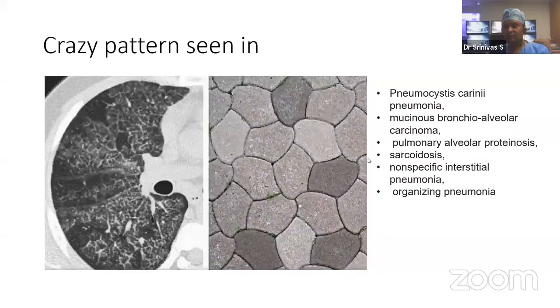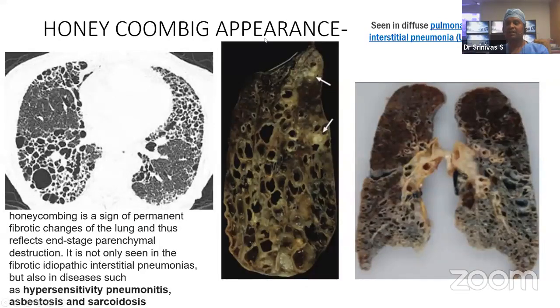This is the crazy paving pattern, which is usually seen in pneumocystis carinii, mucinous bronchoalveolar carcinoma, non-specific interstitial pneumonia, or organizing pneumonia. This is the honeycomb appearance of the patient. Usually, these are seen in UIP, that is usual interstitial pneumonia. Previously, it was considered a chronic disease leading to honeycombing, and this interstitial pneumonia is a permanent fibrotic change of the lung and reflects end stage parenchymal destruction. That is a chronic patient with interstitial pneumonia leading into honeycombing type of structures. These can also be seen with hypersensitivity pneumonitis, asbestosis, and sarcoidosis.